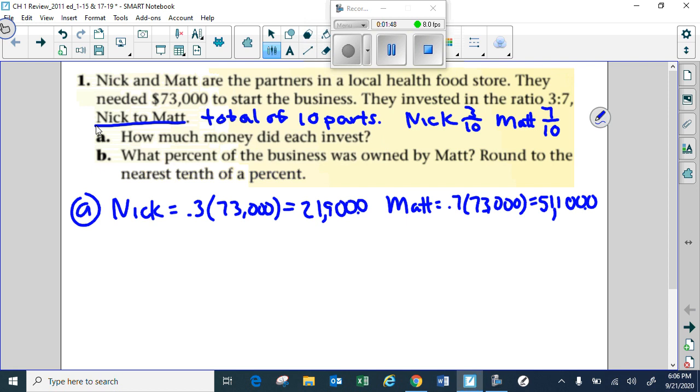B, what percent of the business was owned by Matt? Well, we already have the fraction right here. We just change that to percent. 7/10 equals 70%, and it said nearest tenth, so I have to go 0.0. Don't forget 0.0. There's a good chance yours might not come out like that, and you just round to the nearest tenth, but this was exactly 70, and it said nearest tenth, so you still need to put a 0 on there, following directions.